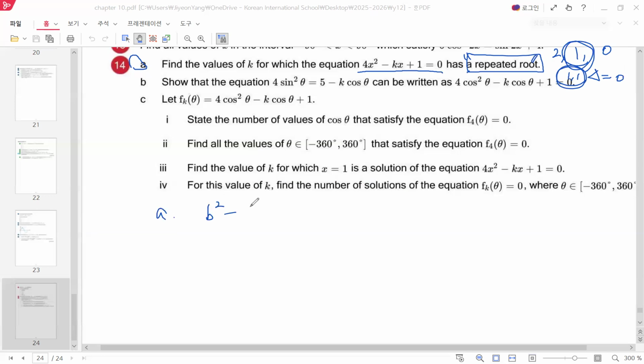Therefore, b squared minus 4ac equals 0, since a, b, and c are given. And students, please remember that if you square a negative number or a positive number, it's always positive, right? So please don't be bothered to square the negative number. Just choose the positive value part. Do you know what I mean? So k squared minus 4 times 1 equals 0. Therefore, k squared equals 16. Therefore, k equals either 4 or minus 4.